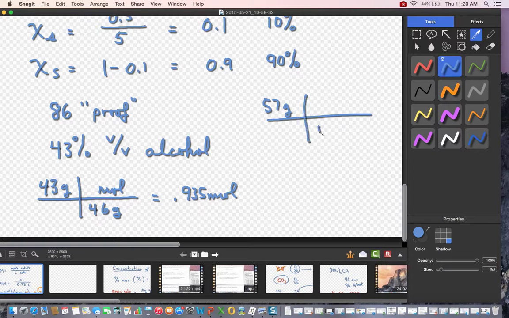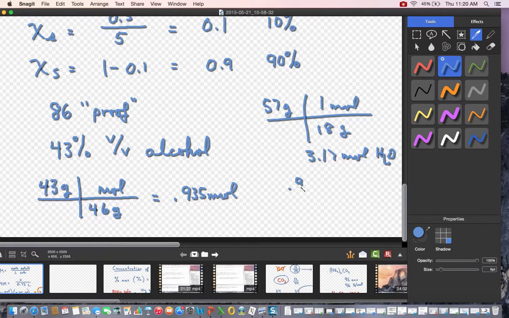The problem is water is only 18 grams per mole. So I have over 3 moles. In fact, this is going to be probably 3.167. 57 divided by 18. 3.17 moles of H2O.